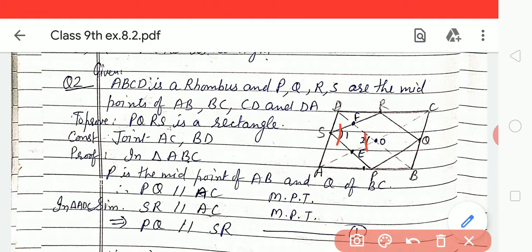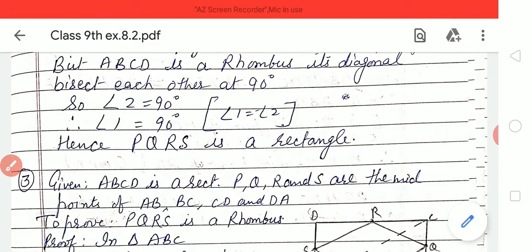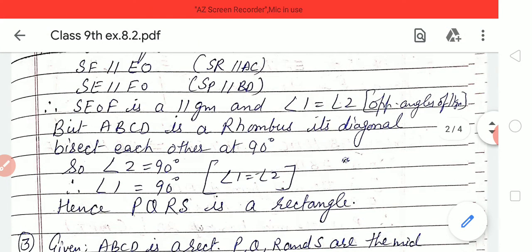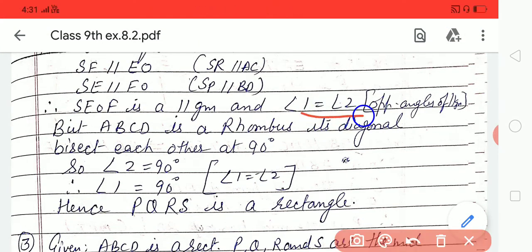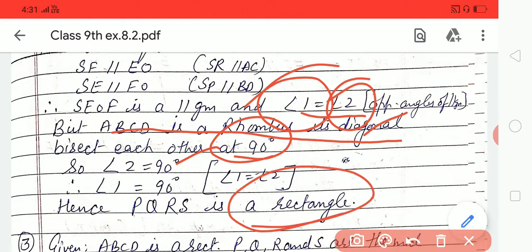And you know that if you add these two angles, here you have given that ABCD is the rhombus and its diagonals bisect each other at 90 degrees. So your 2 is 90 degrees. If 2 is 90 degrees, so 1 is 90 degrees. So what you can say is that a parallelogram that has a 90 degree angle is the rectangle, right?